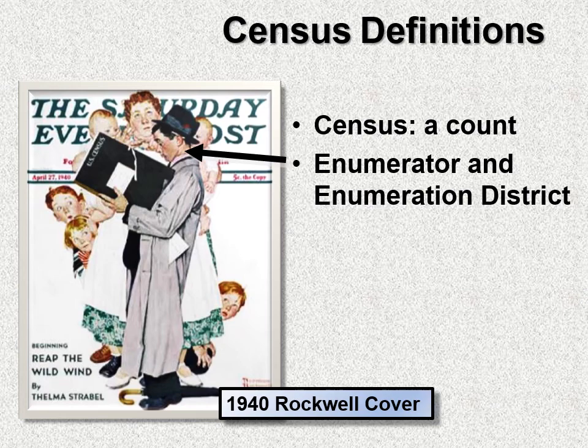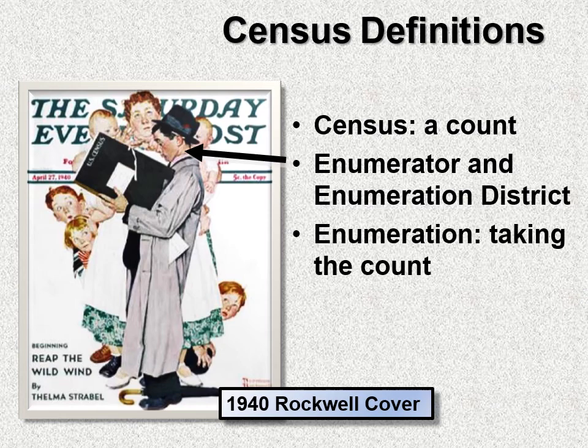That is the smallest unit of the census and is the one you need to know about if you're trying to look up people on the census. The enumeration is taking the count. And what we're especially interested in is the schedules, the things that the enumerator is writing on that has the information about the family or the group that's in front of him or her. So these are important definitions.